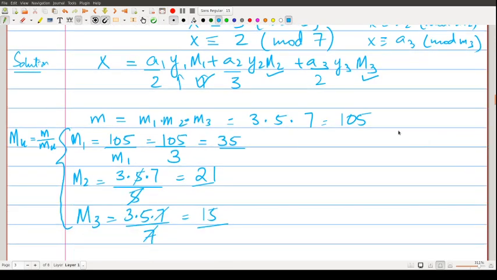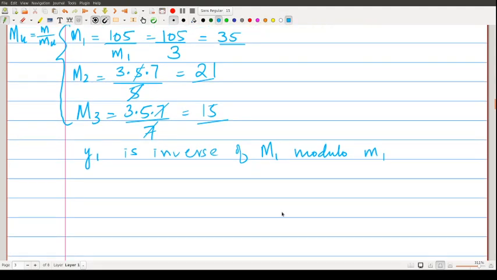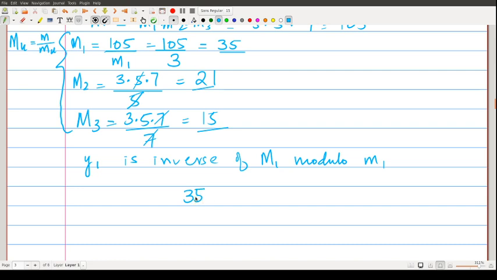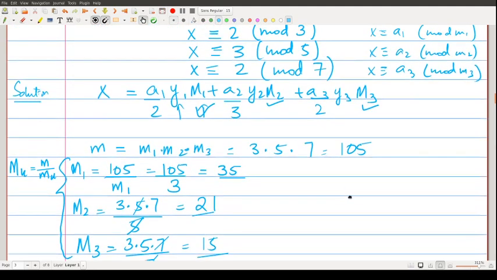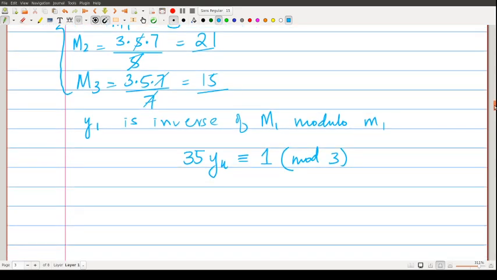Now all I need to find are the y's. So y1 is the inverse of capital M1 modulo small m1, right? So I want the inverse of 35, y1 congruent to 1 mod small m1. What was small m1? Small m1 was 3. Okay, so I'm looking for the inverse.